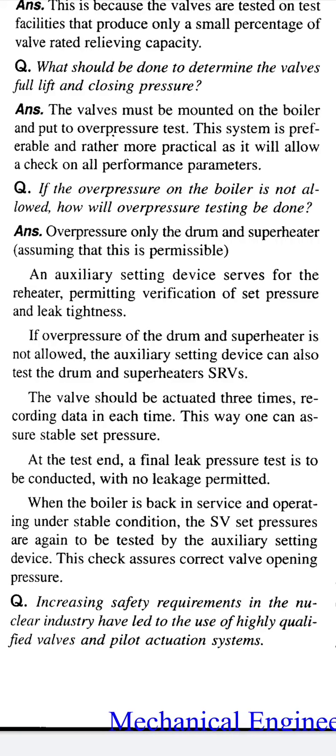At the test end, a final leak pressure test is to be conducted with no leakage permitted. When the boiler is back in service and operating under stable conditions, the SV set pressures are again to be tested by the auxiliary setting device. The check assures correct valve opening pressure.